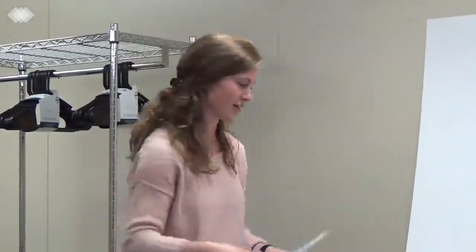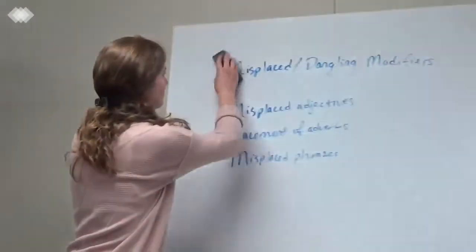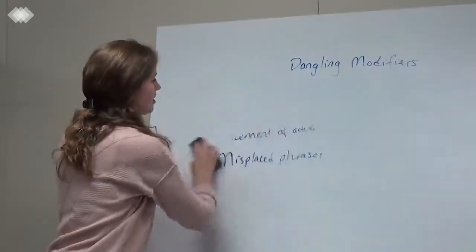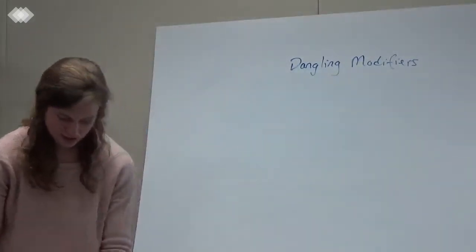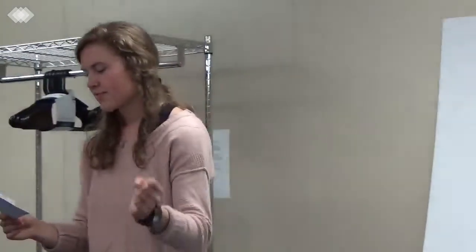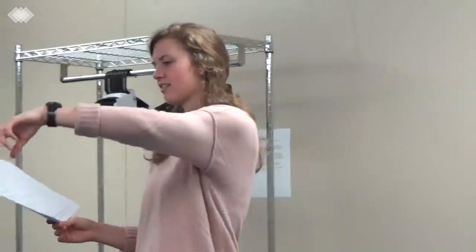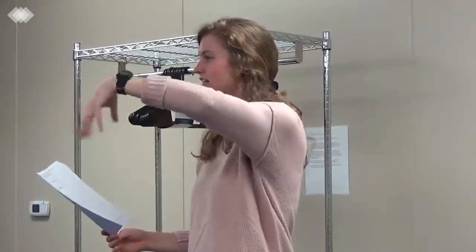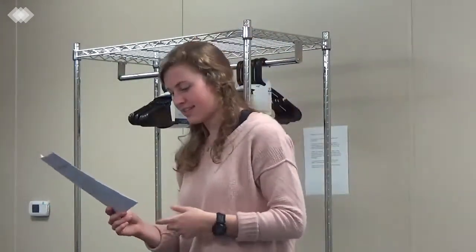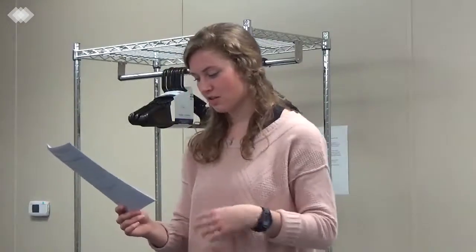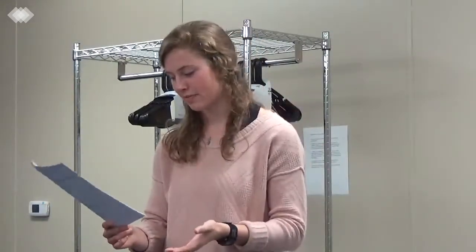Alright, dangling modifiers. These are fun. I see these a lot more than misplaced modifiers. So, when something's dangling, it's just kind of hanging there. It's not really attached to anything. It's just dangling off the end. And that's exactly what these modifiers are. It's a phrase or clause that is not clearly and logically related to the word or words it's supposed to modify.